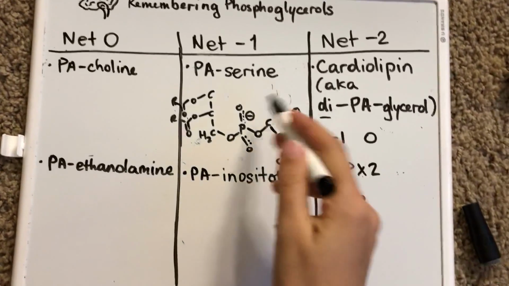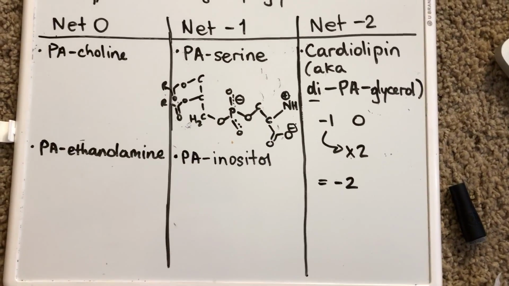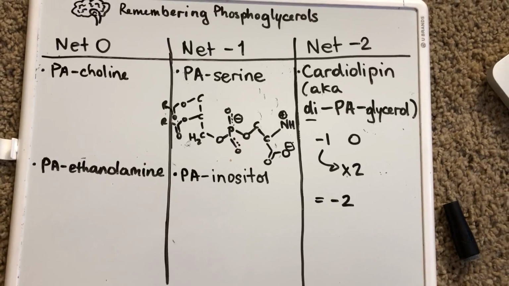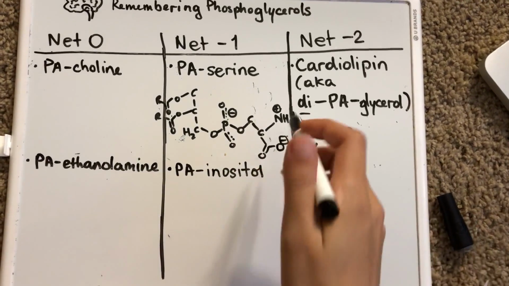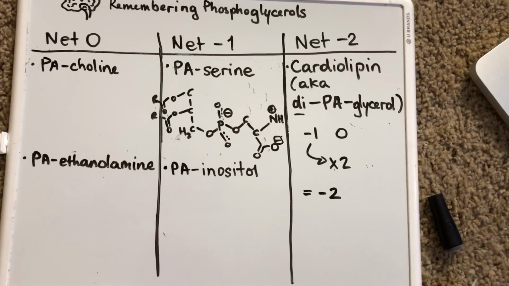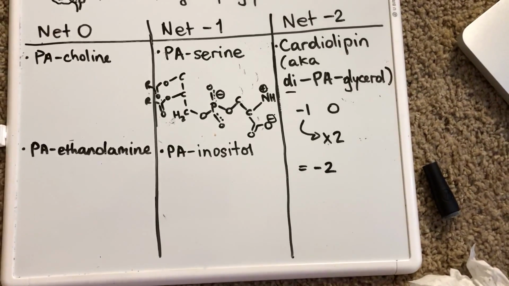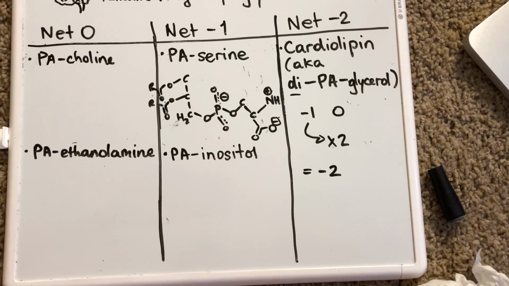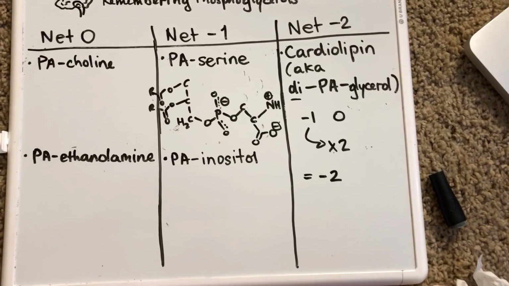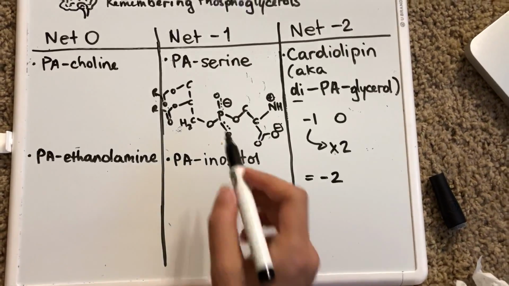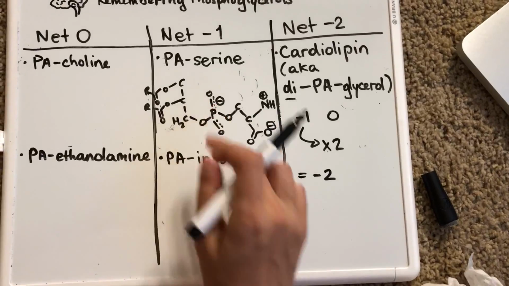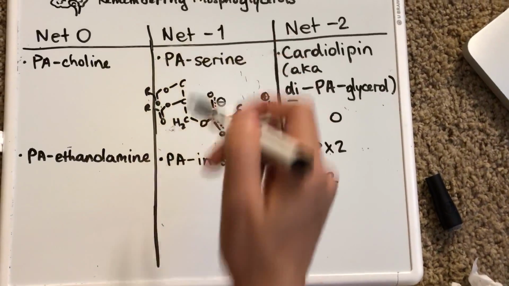You can just think of this as any amino acid, or not any amino acid, any neutral amino acid at physiological pH, and this results in a -1 charge.